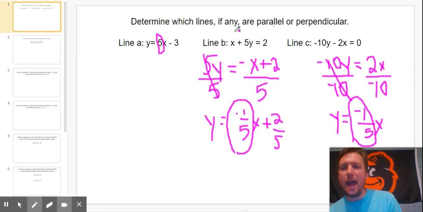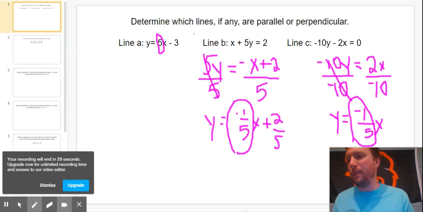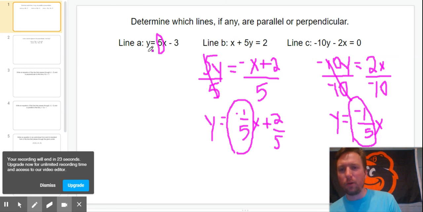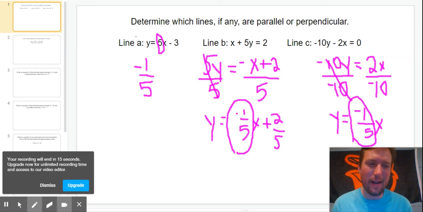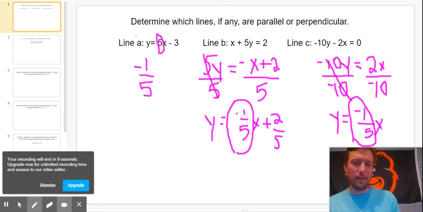Now, line A, if we remember back when we were talking about perpendicular lines, is when they have the negative reciprocal. So the negative reciprocal of 5 is negative 1/5. So what that means is line A, since it has the negative reciprocal, would be a perpendicular line. So line A is perpendicular and line B and C are parallel.